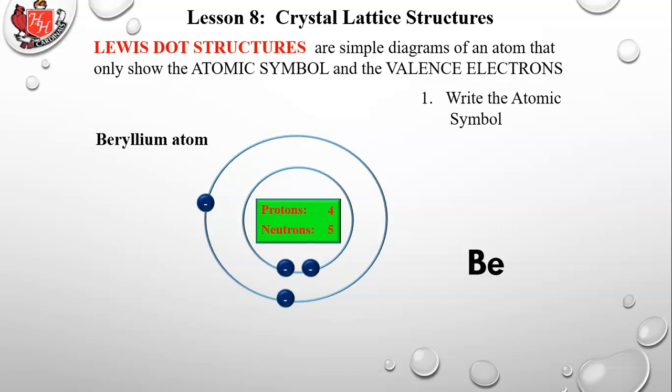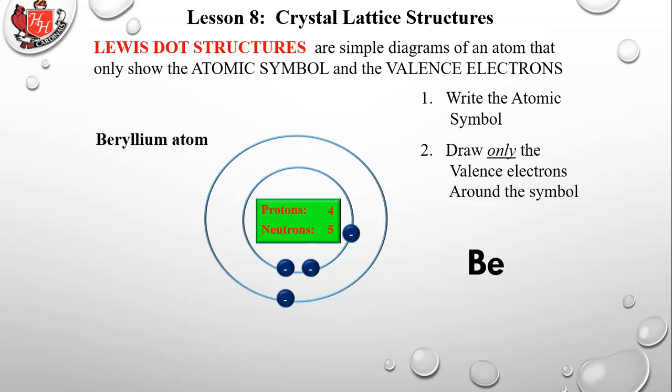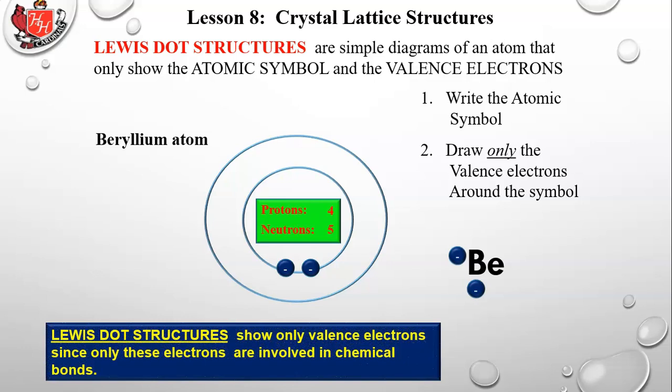Write the atomic symbol, so for beryllium it's Be, and then you draw only the valence electrons around the atomic symbol. So there's 1, and there's 2. And that's the Lewis dot structure for beryllium. Again, it identifies the element, and then it shows where the valence electrons are located. So Lewis dot structures show only valence electrons, since only these electrons are involved in chemical bonds.